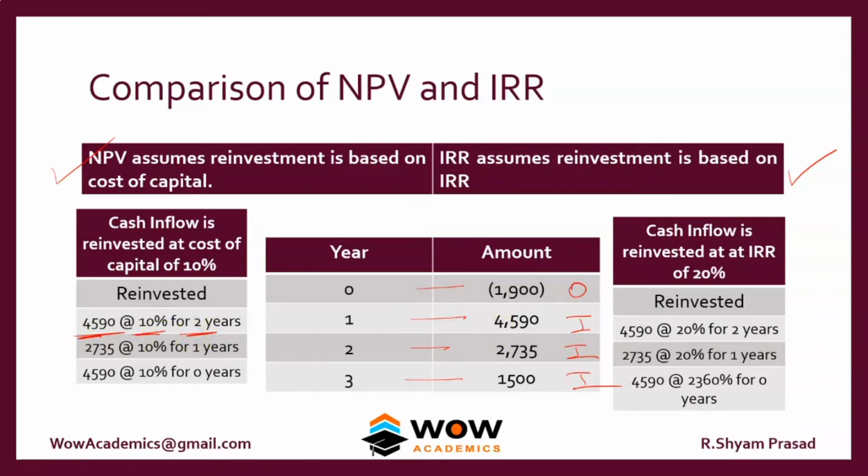Okay. On the second year end, you get 2735. As you get the amount at the end of the second year, you can invest it for the entire third year. So 2735 can be invested at 10% for an entire 1 year. But this 1500 you are getting at the end of the third year, so that cannot be invested anywhere.